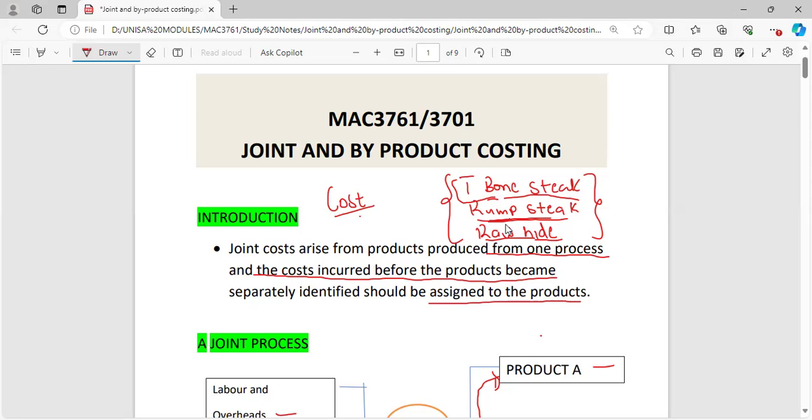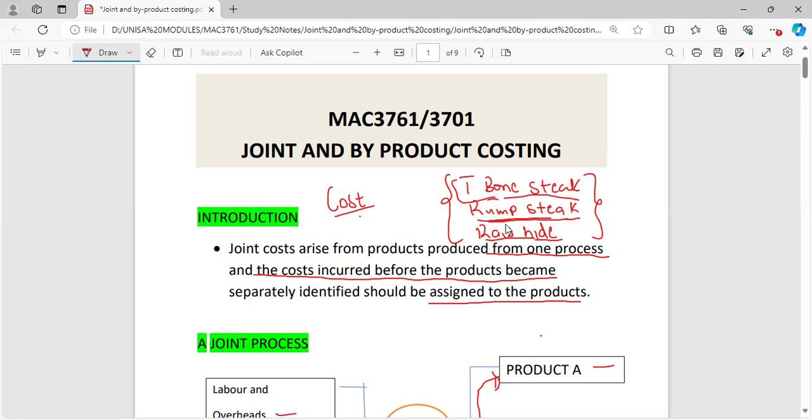So in that case, you should be able to identify who is a byproduct. A byproduct is incidental in that it's something that comes up incidentally. You are not intending to come up with that product, but it comes incidentally.